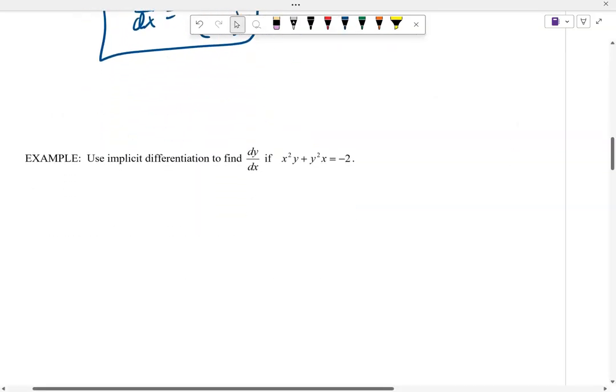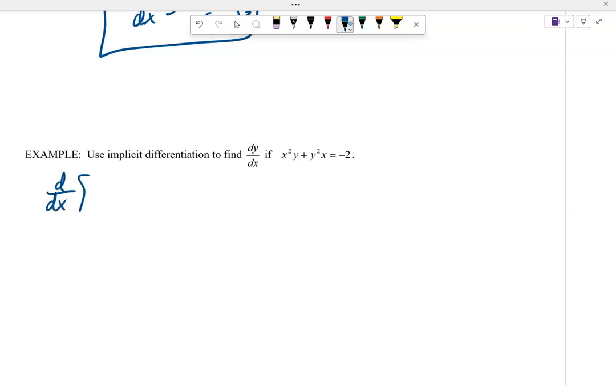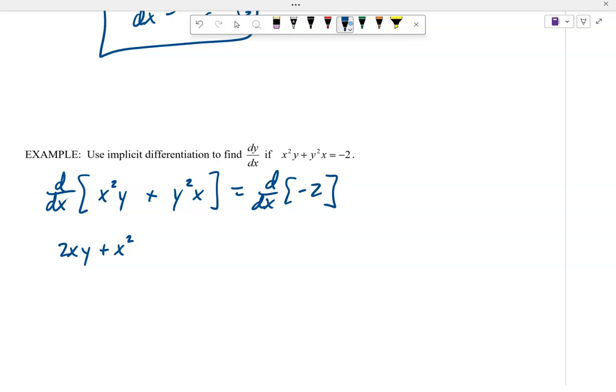All right, let's go ahead and do it on this one. Notice you cannot solve for y on this, so we're going to go ahead and just take the derivative as is. So we've got x squared y, so I've got to use the product rule. Derivative of x squared is 2x, derivative of the first times the second, plus the first, I leave that x squared alone, and then derivative of y is 1.